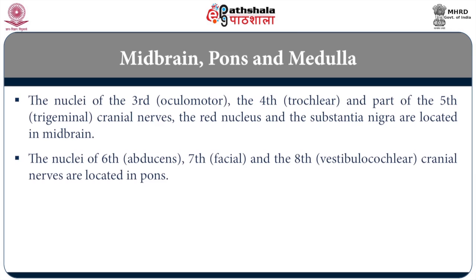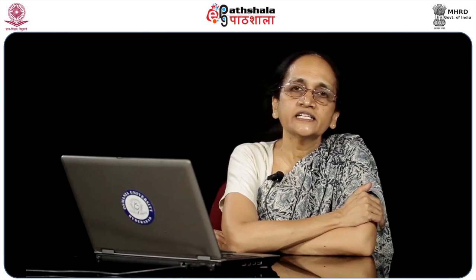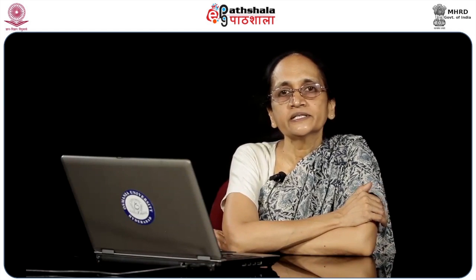The nuclei of 6th cranial nerve called abducens, 7th facial, 8th auditory are located at the pons level. Then the medulla contains ascending and descending fiber tracts and the nuclei of 9th, 10th, 11th and 12th cranial nerves. It is at the level of medulla that 80% of the fiber tracts coming from cortex to spinal cord cross over.